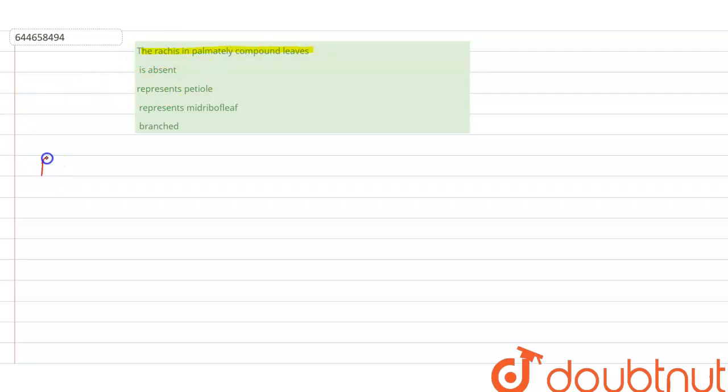The question says, rachis and palmately compound leaves, what happens? Now, what is this rachis? The rachis is mainly found in pinnately compound leaves. Now, what happens in pinnately compound leaves? The midrib forms a common axis, which is known as our rachis.